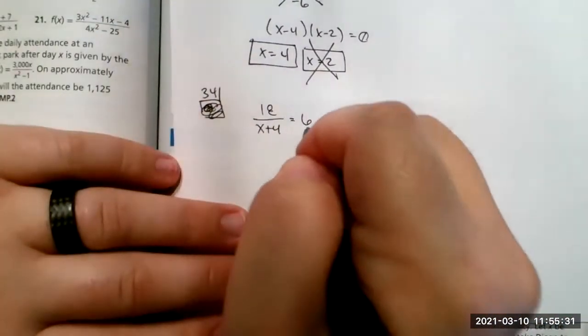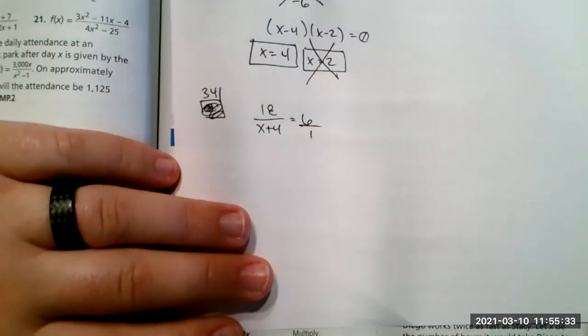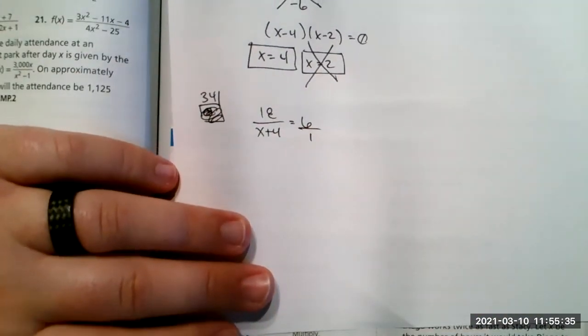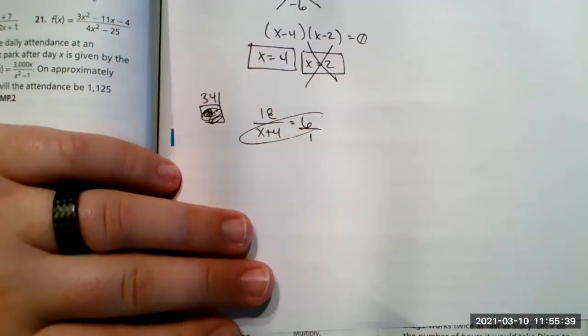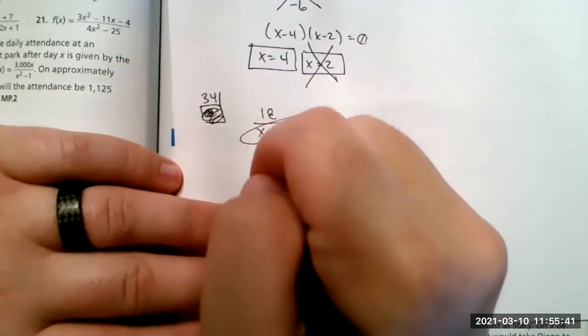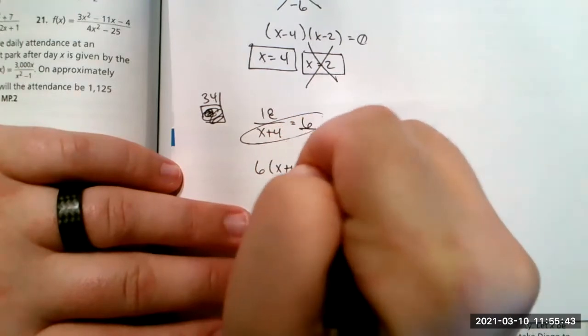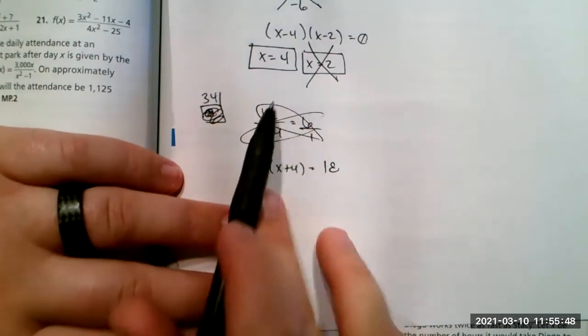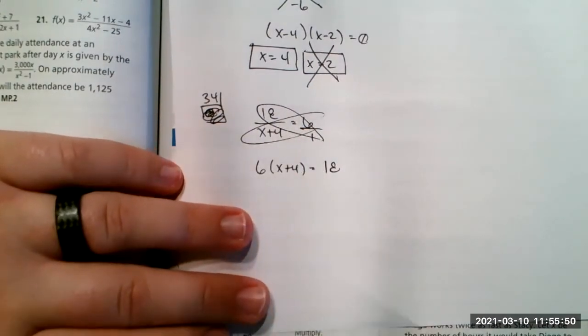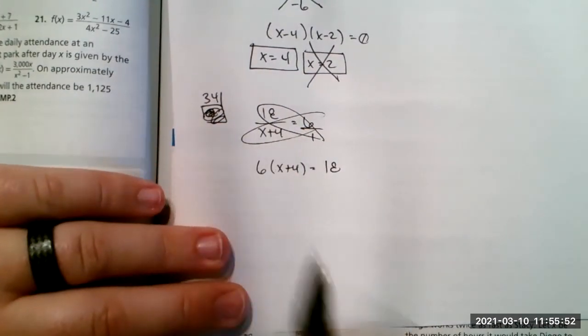I like to think about this as two separate fractions. So what I do is cross multiply like I did in that previous step. It doesn't matter which diagonal you multiply first. I can do 6 times x plus 4 equals 18 times 1 is 18. Or you could have gone 18 first. It doesn't matter. So now it's just algebra.